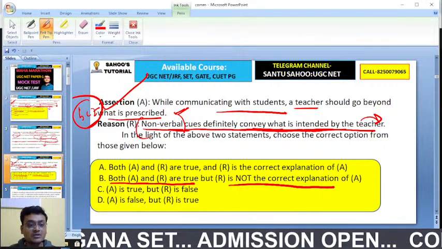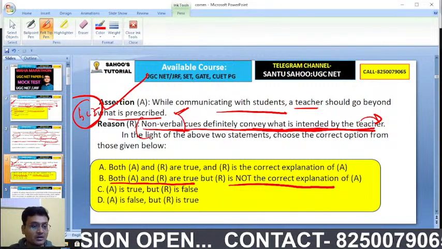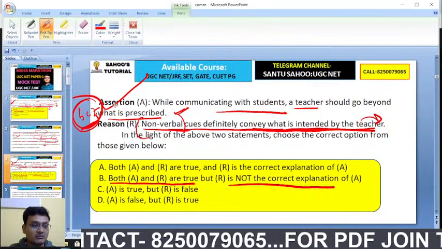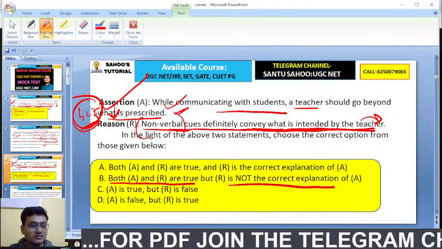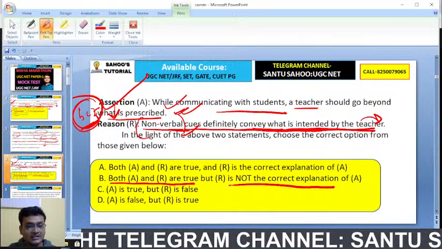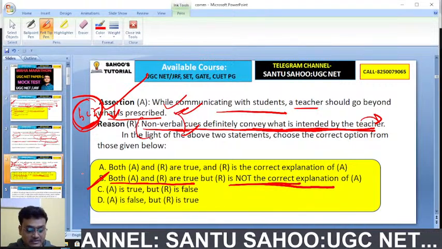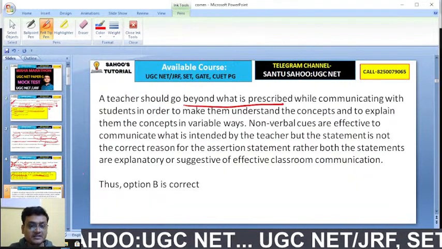So these non-verbal cues definitely convey what is intended by the teacher, but it is not the correct explanation between assertion and reason. So that's why both the statements are right, but R is not the correct explanation of A. So B is the right answer. A teacher should go beyond what is prescribed. That is true.